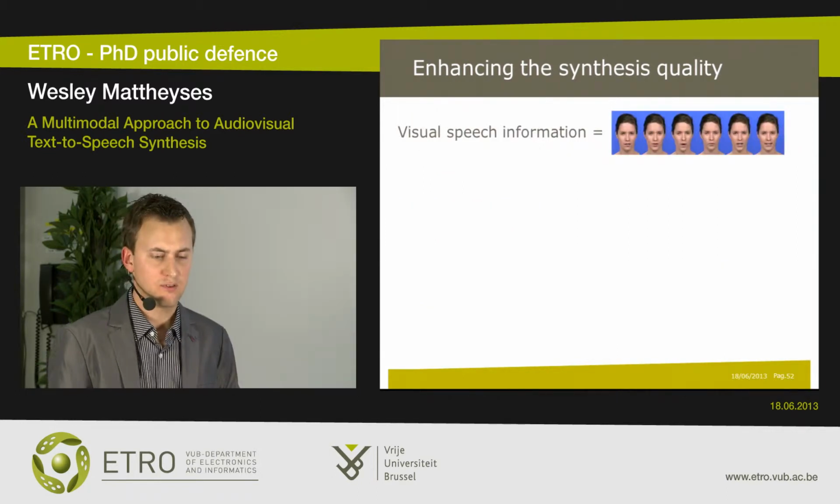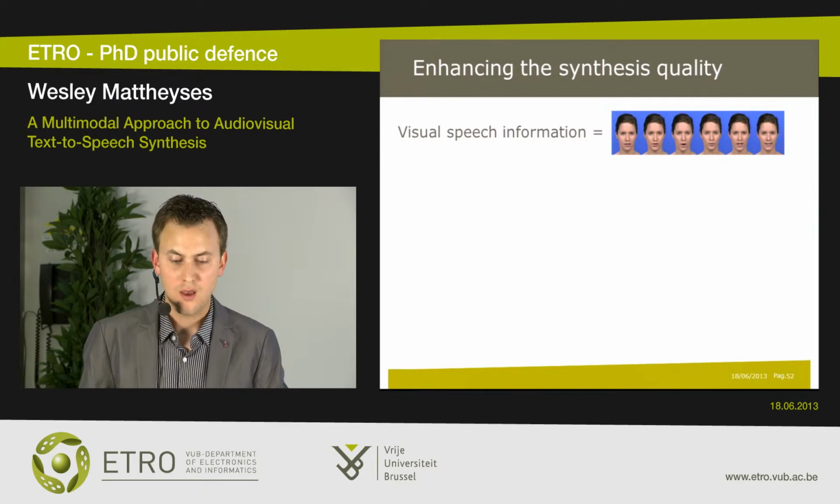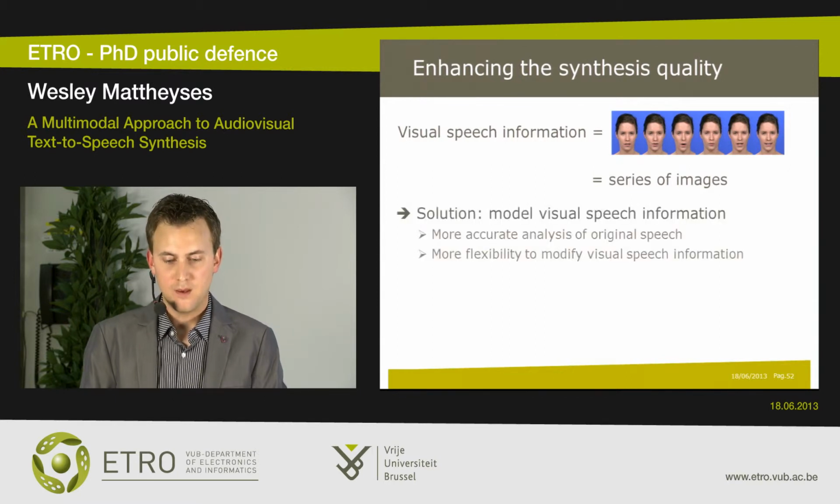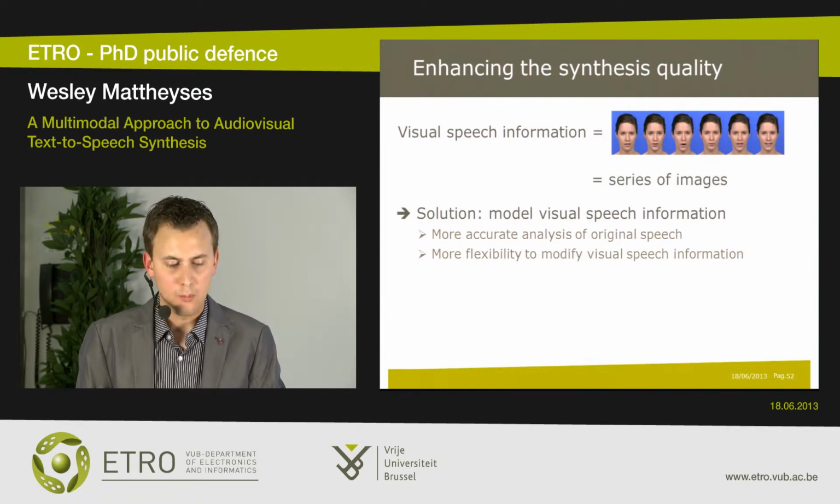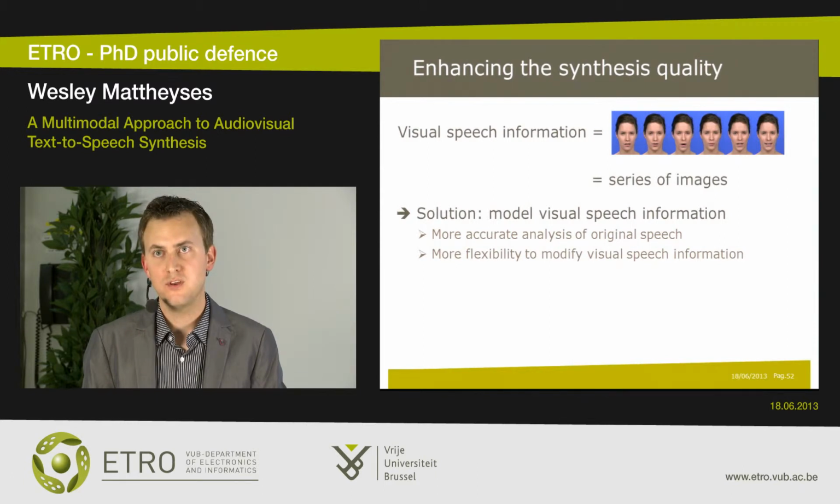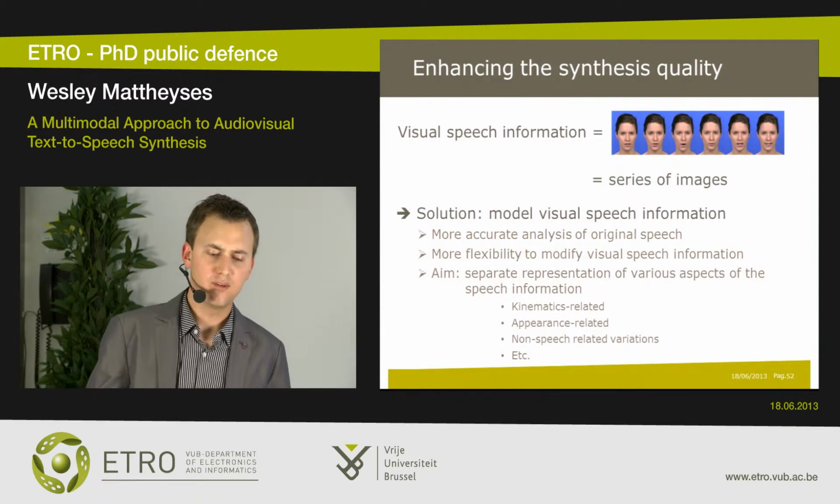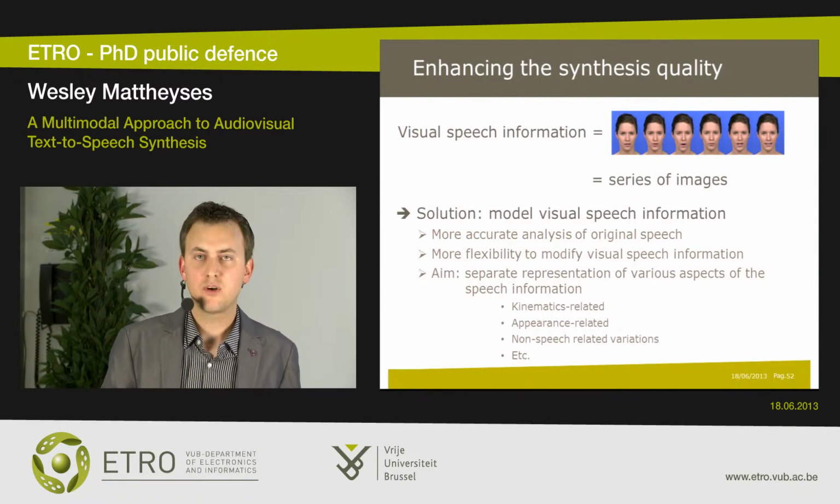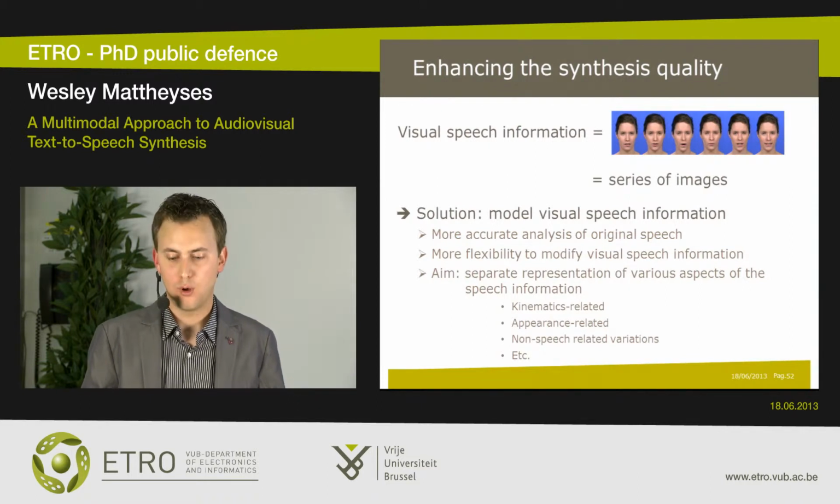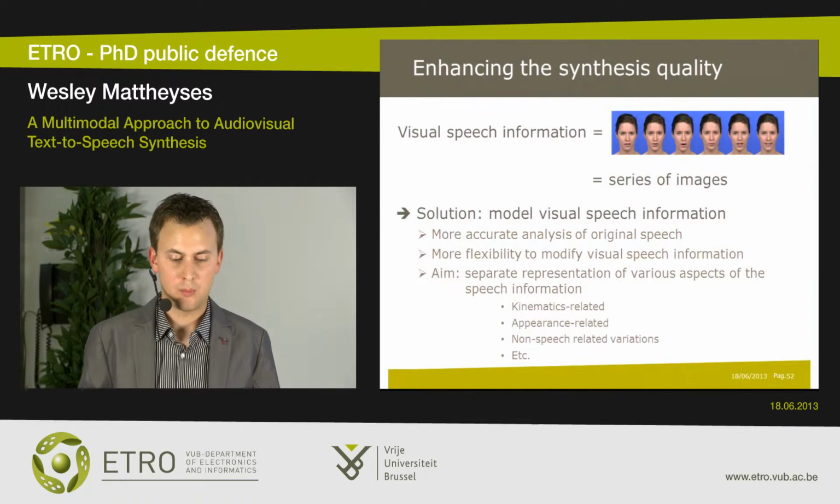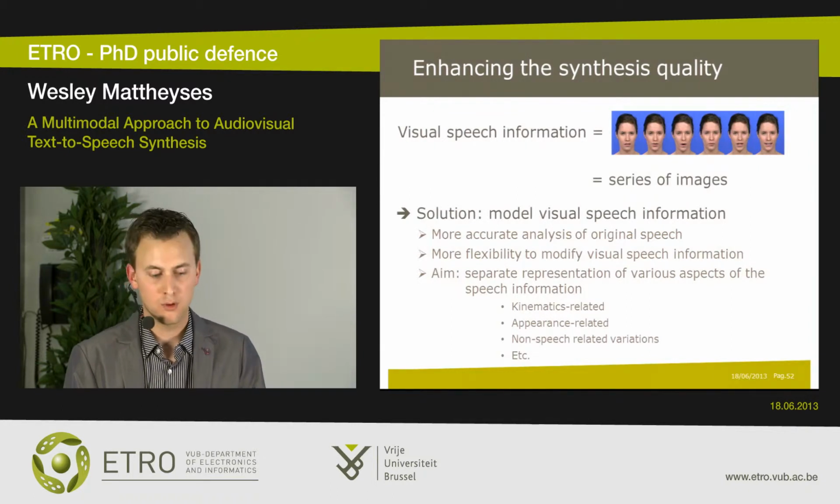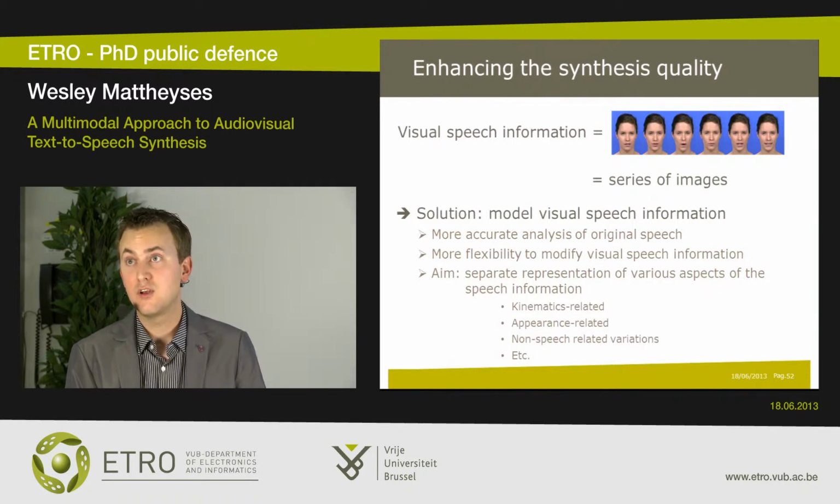And now the problem we experienced is the fact that the visual speech information in our synthesizer is represented by a video signal, is represented by a series of images. And it would be much easier if we have some kind of model of this visual speech information, because then we could perform a more accurate analysis of the visual speech, but we also would have more flexibility to modify the visual speech information to improve the quality. And the most ideal case would be that we have a separate representation of all the various aspects of the visual speech information. For instance, we would have a separate representation of kinematics related aspects, of appearance related aspects, of non-speech related variations, and so on.